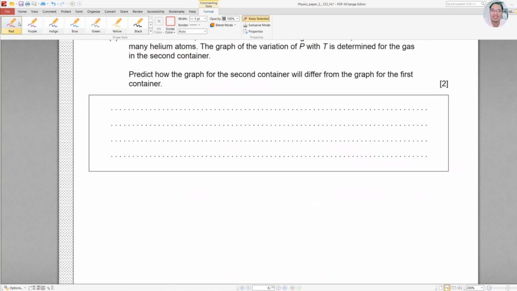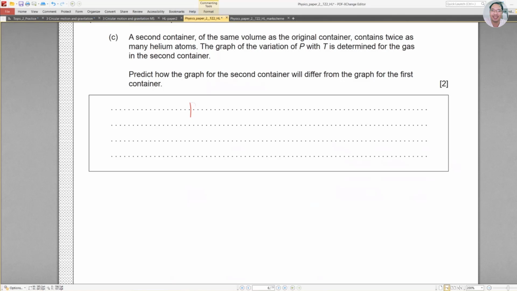We should use the equation PV equals nRT. For the second container, you have twice the moles, 2n, and the same volume, so the pressure will be double. As long as it is still an ideal gas, it still follows this law, meaning the graph is still a straight line.